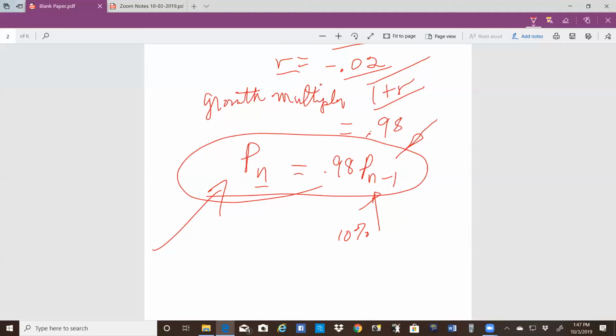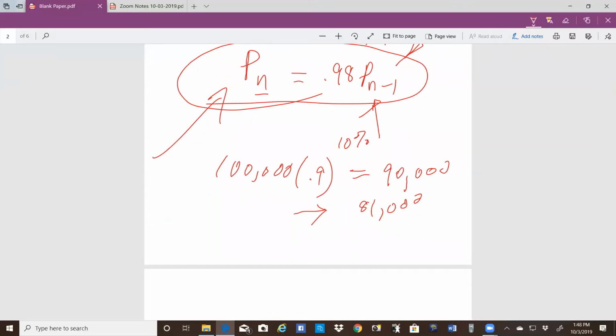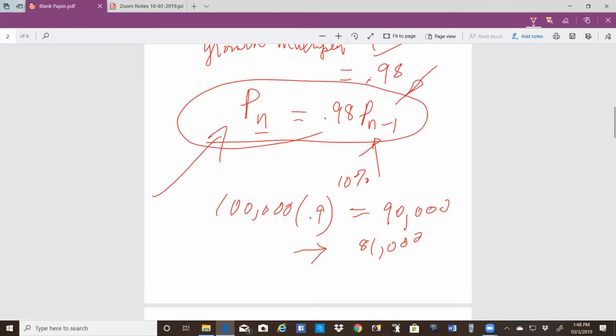Okay. So the next year, the $100,000 car might be worth 90% of that, which is $90,000. And the next year, it would be 90% of that, which would be 81,000. And the next year would be 90% of that. You see that, Jennifer?